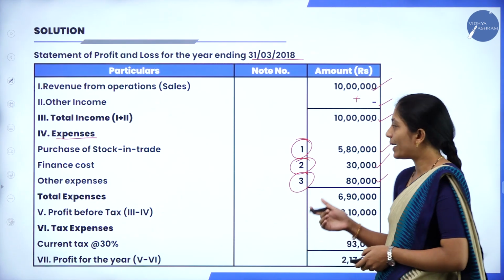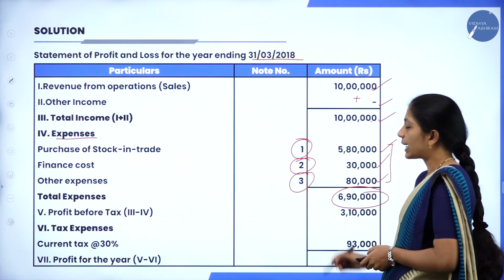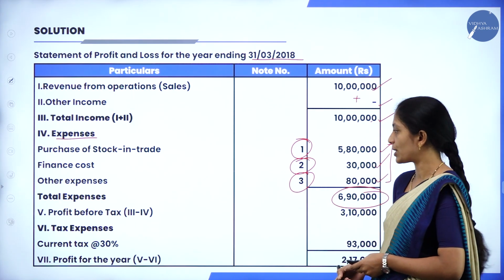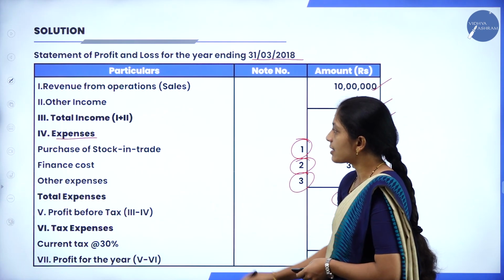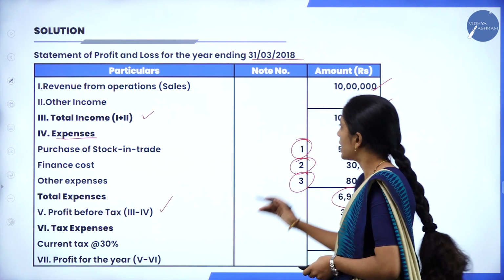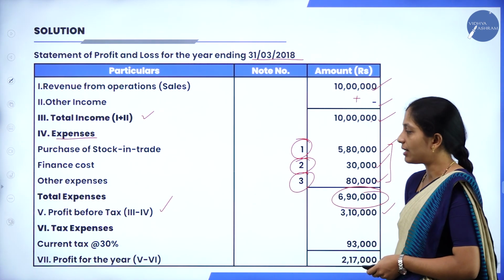After that, as usual, you will add all the expenses and get total expenses, that is 5,80,000 plus 30,000 plus 80,000, which is 6,90,000. Then profit before tax: total income minus total expenses. Income is 10 lakh minus 6,90,000, it is 3,10,000.